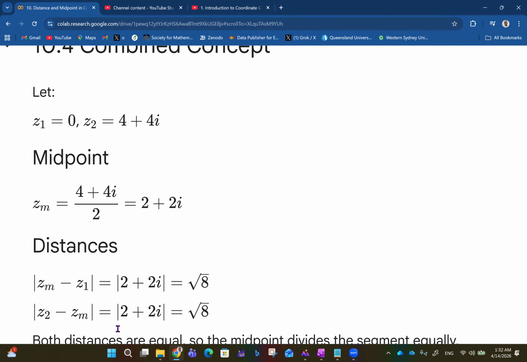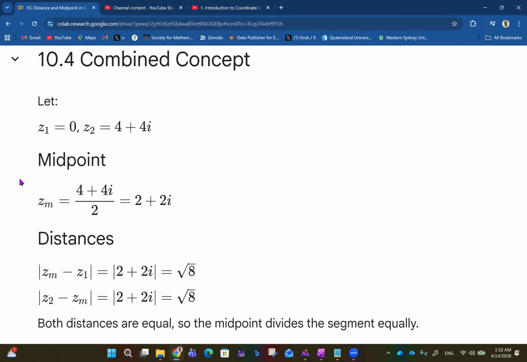Now for the combined idea: if Z1 is 0 and Z2 is 4 plus 4i, the midpoint Zm is 4 plus 4i over 2, that is 2 plus 2i. So the absolute value of Zm minus Z1 is 2 plus 2i minus 0, so 2 plus 2i. Then the absolute value is the square root of 8. Then Z2 minus Zm is 4 plus 4i minus 2 plus 2i. That's 4 minus 2, 4 minus 2, that's 2 plus 2i, and the square root of it. Both distances are equal. So we can say the midpoint divides the segment equally.